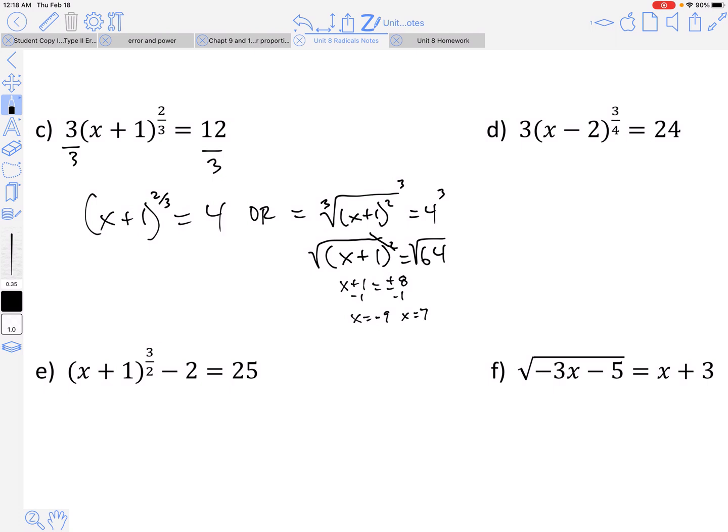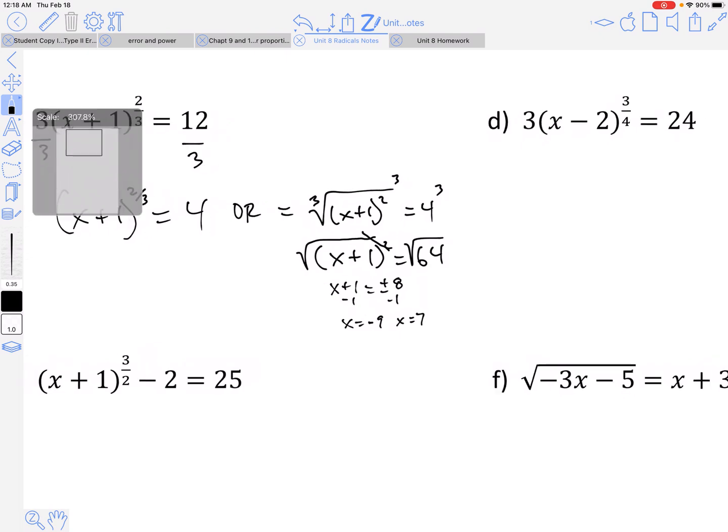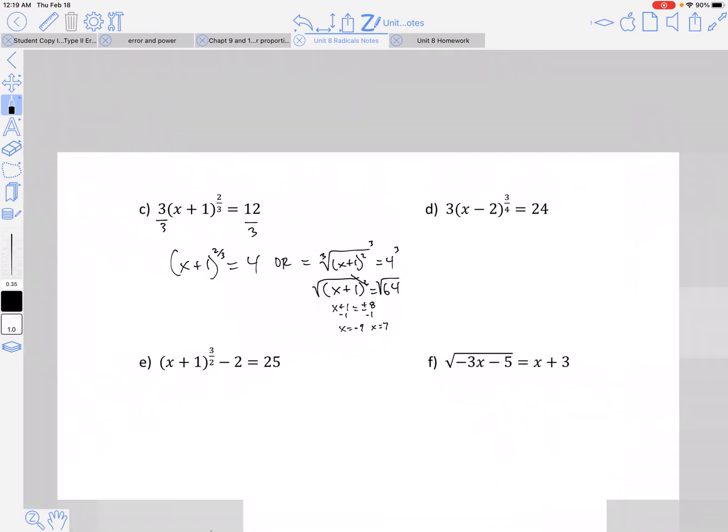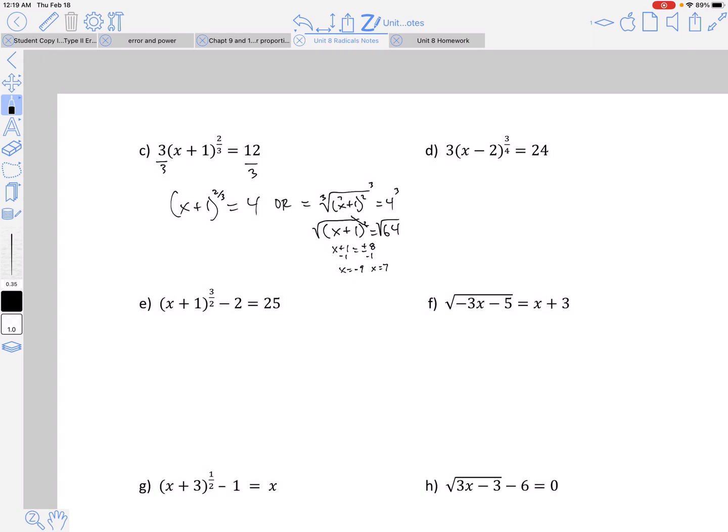All right, so we can check this in our calculator or in our heads real quick. If I have a negative 9 plus 1, I'm going to get a negative 8. A negative 8 squared is 64. The cube root of 64 is 4. So negative 9 works. I'm going to try it with 7 there, see if we have an extraneous solution. 7 plus 1 is 8. 8 squared is 64. The cube root of 64 is 4, which works out.